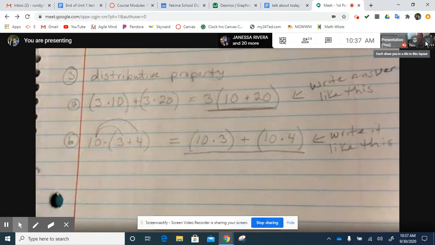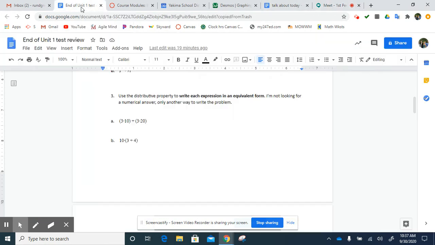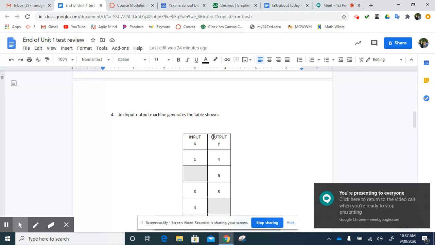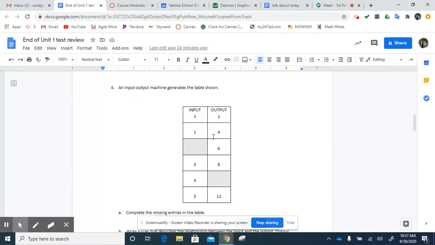Okay, you back? All right, let's go back to the test review. Okay, for number 4, an input-output machine generates the table shown. All right, on your paper, go ahead and copy down the input-output table. So this is number 4. Make sure you write input and output and your X and your Y so it's labeled correctly.